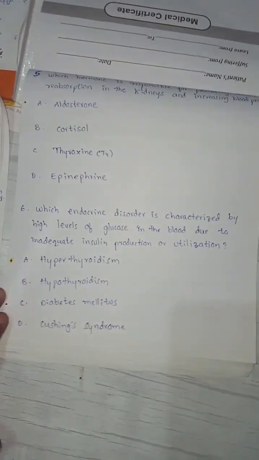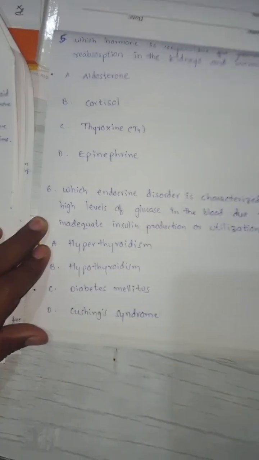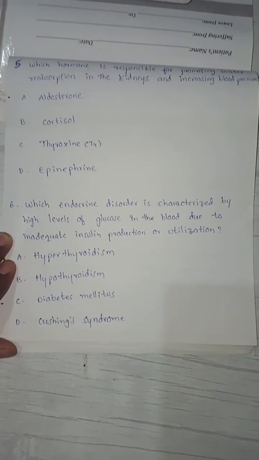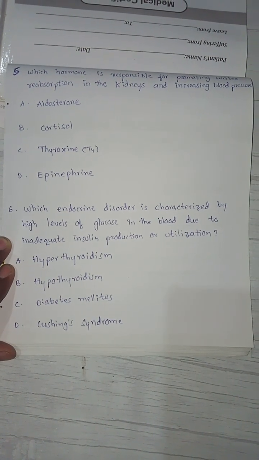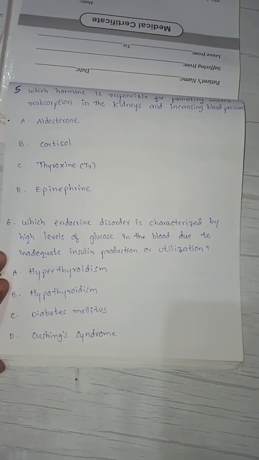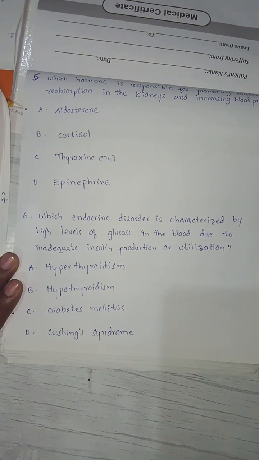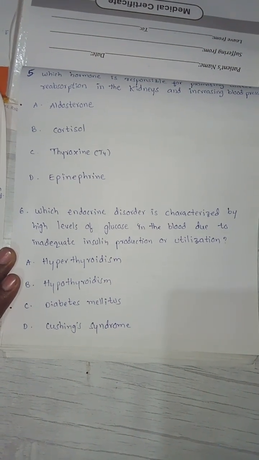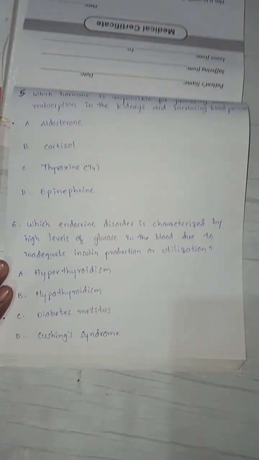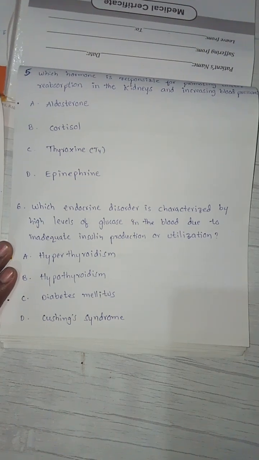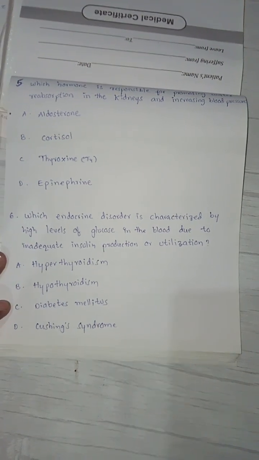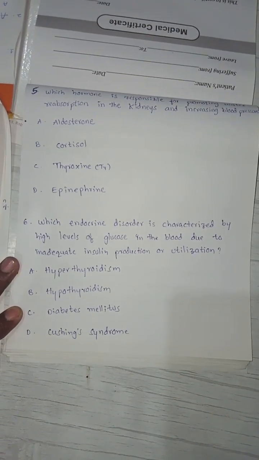And coming to question number 6: which endocrine disorder is characterized by high levels of glucose in the blood due to inadequate insulin production or utilization? Option A hyperthyroidism, option B hypothyroidism, option C diabetes mellitus, option D Cushing syndrome. The endocrine disorder characterized by high levels of glucose is diabetes mellitus. The answer is diabetes mellitus.